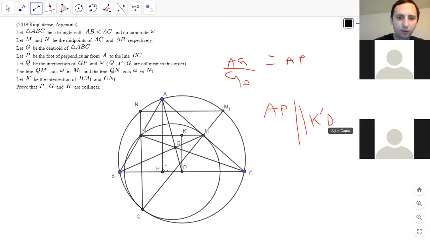Yeah. So basically, AG over GD is equal to AP over K prime D. So that solves it. All right, I'm going to write it up.